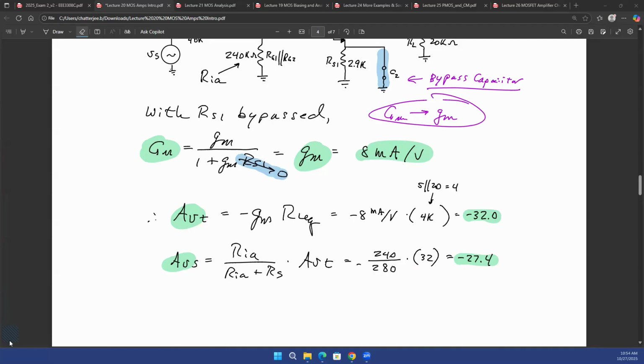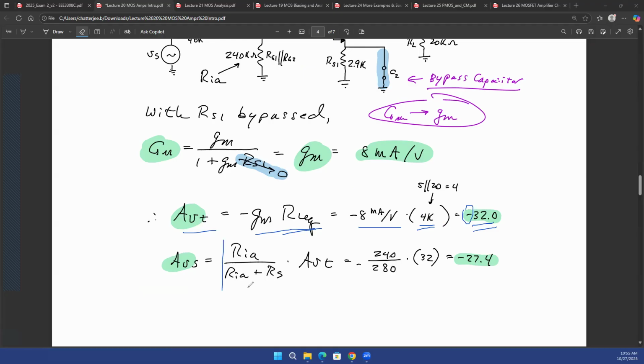So in that case, you can recalculate your voltage gains once again. Your voltage gain from the gate of the MOSFET to the output node is going to be GM times R equivalent, which is 8 milliampere per volt multiplied with 4K. That's basically RD in parallel with RL. That is minus 32. The minus actually signifies that you have a 180-degree phase shift from your input to output, but the gain is 32, which is a pretty high number now.